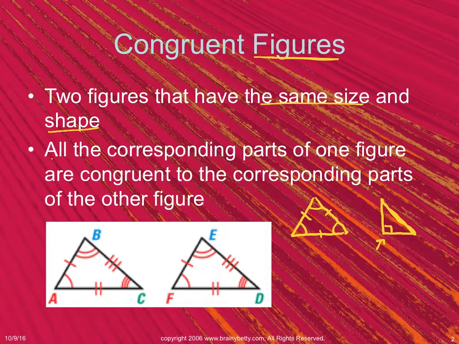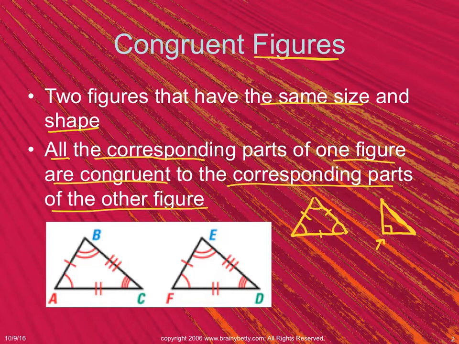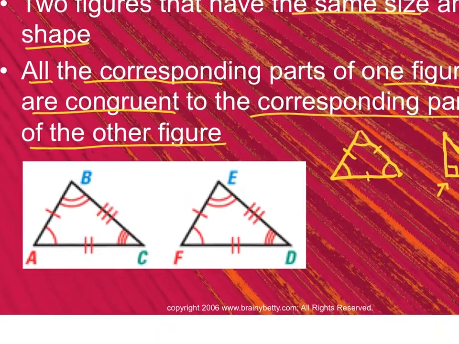So this is the most important thing that we're going to talk about today, this next line. All of the corresponding parts of one figure must be congruent to the corresponding parts of the other figure. What we mean by that is that for two shapes to be congruent, each and every one of their parts is congruent. I'm going to zoom in a little bit here. Let's see if I can get that.